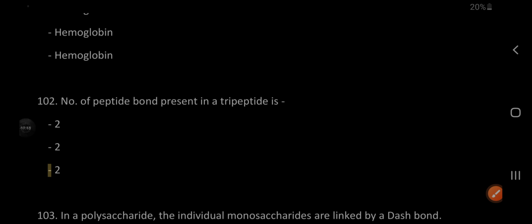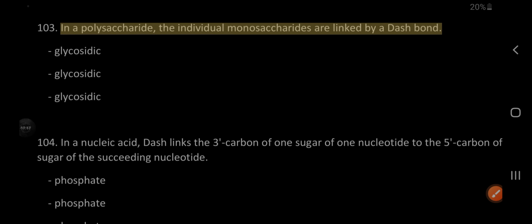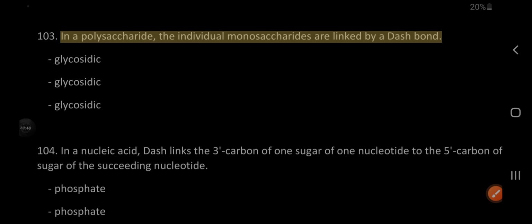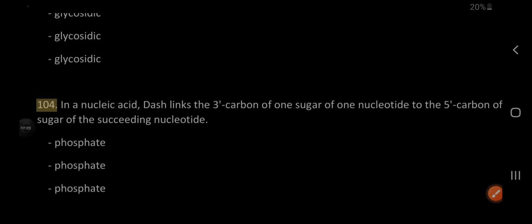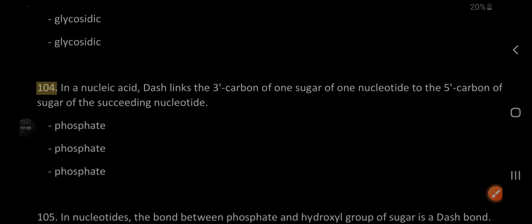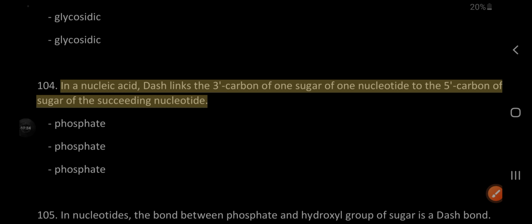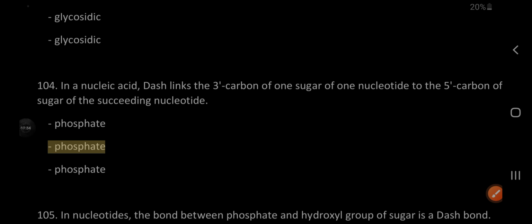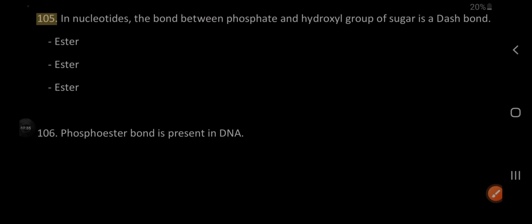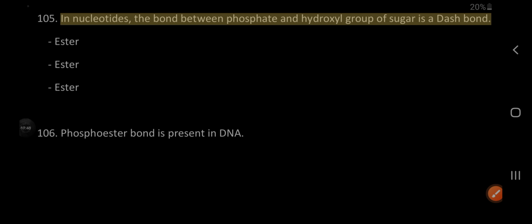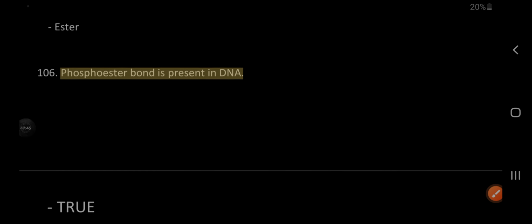In a polysaccharide, the individual monosaccharides are linked by a dash bond. Glycosidic. 104. In a nucleic acid, dash links the 3 carbon of one sugar of one nucleotide to the 5 carbon of the sugar of the succeeding nucleotide. Phosphate. 105. In nucleotides, the bond between phosphate and hydroxyl group of sugar is a dash bond. Ester.